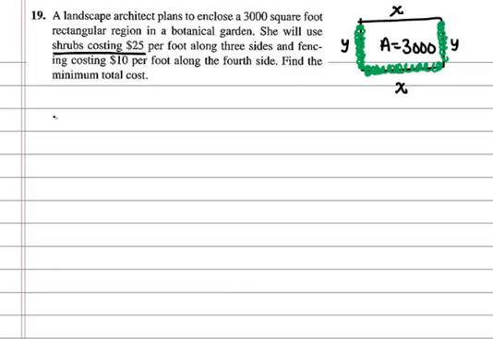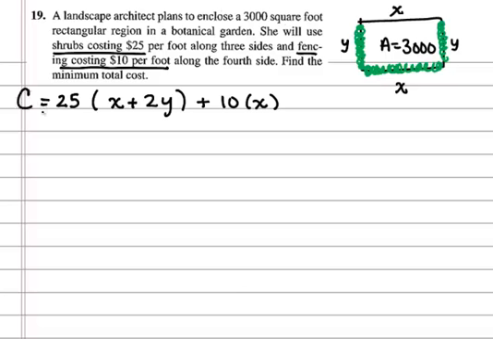So we've got shrubs costing $25 per foot. So 25 times y plus y plus x, so x plus 2y, plus fencing, which is $10 per foot, times the amount of feet, which we have x feet. So that's the total cost. And if we're going to find the minimum total cost, we need to take the derivative of our cost function and set it equal to 0.